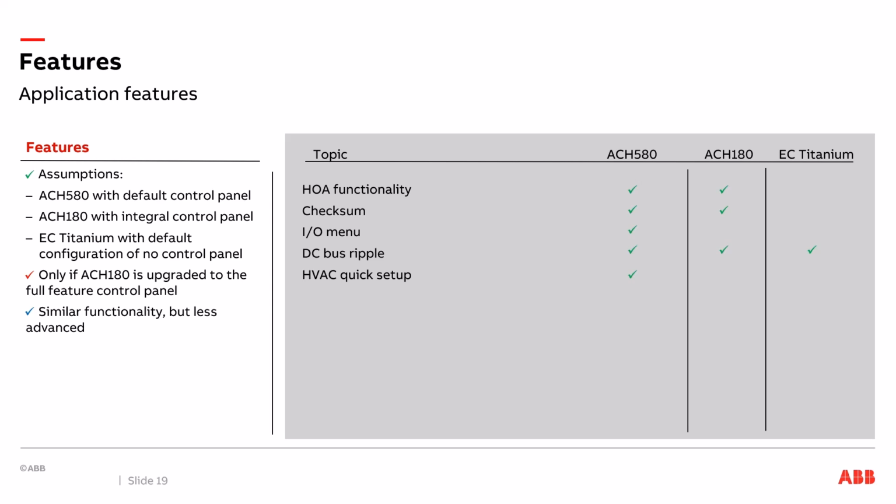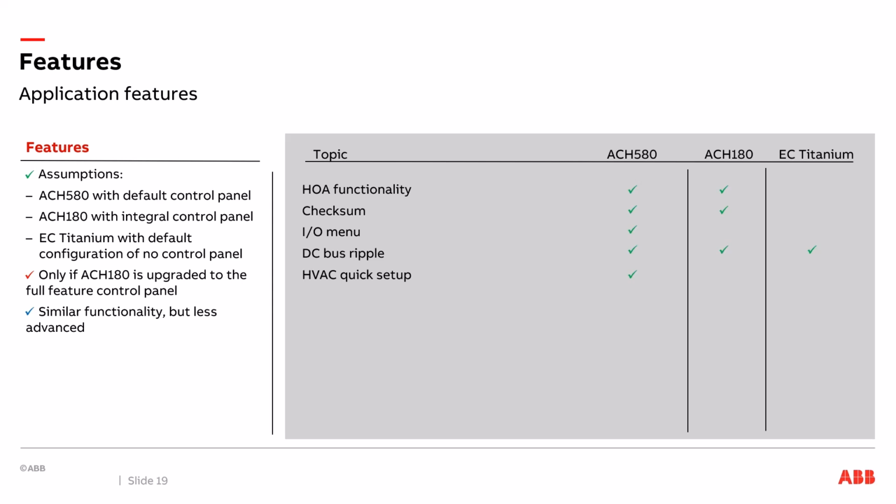How about that user interface as far as the hand-off-auto functionality? The 580 and the 180 have buttons that are labeled hand-off-auto as far as being able to go from one mode to the other, where the EC Titanium is more of a start-stop interface if you have that 7-segment display control panel. But again, it doesn't come with an integral panel, so it really comes down to what control you're going to put in front of that EC Titanium for your HOA. But the 580 and the 180 have HOA functionality integrated into it by factory default.